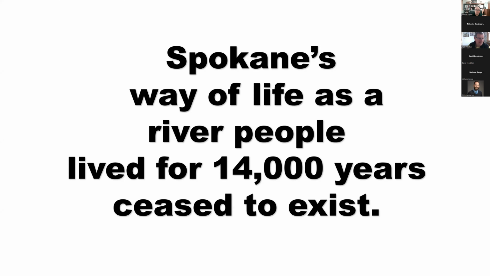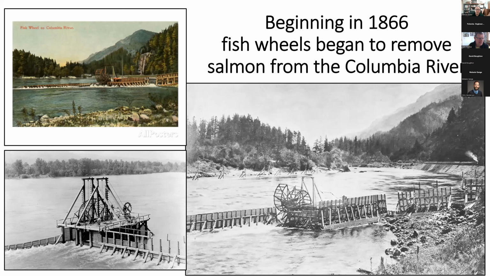But then our way of life began to go away. Our food source began to be eliminated. And it was the fish wheels, as I stated just a second ago. Beginning in 1866, these huge contraptions turned by the power of the river itself, night and day. Tens, hundreds, thousands of salmon, steelhead, and other fishes were being taken out of the Columbia River far downstream.